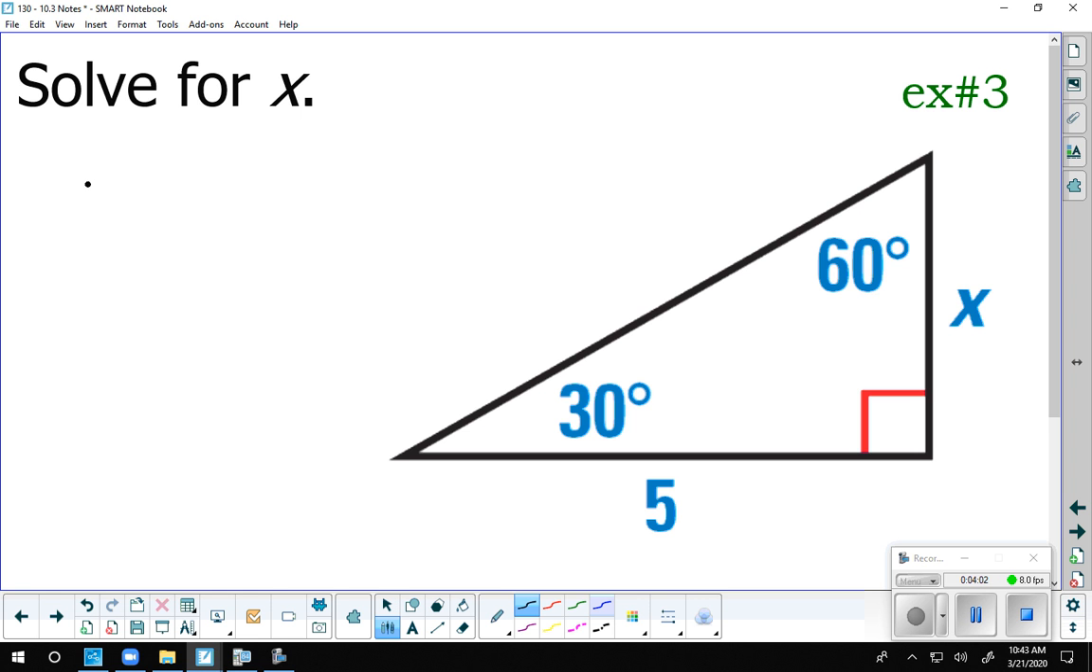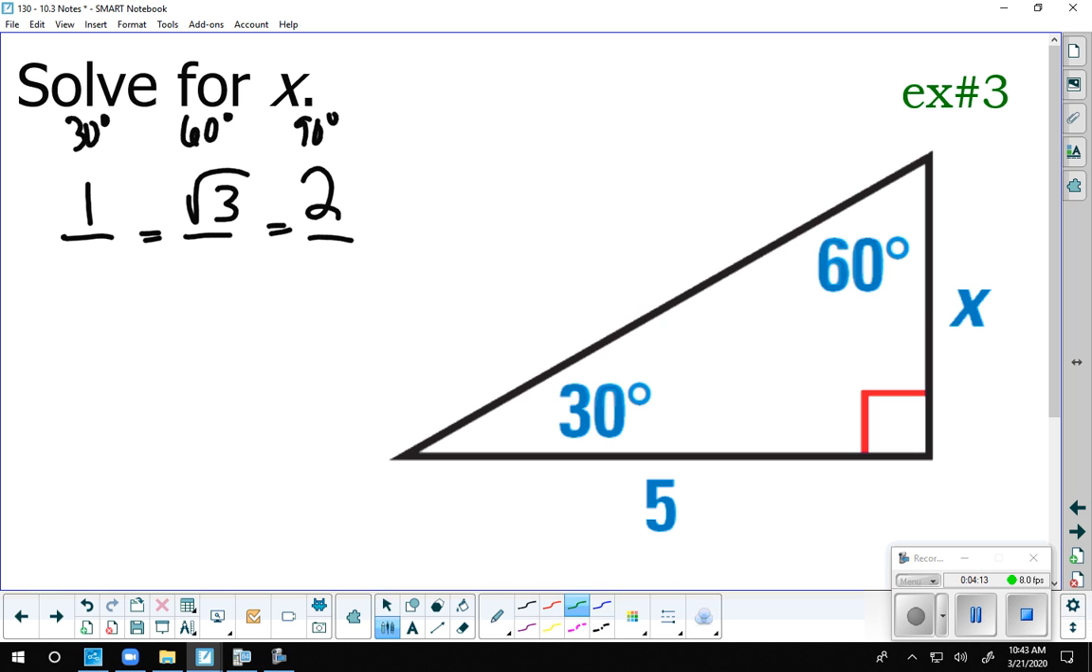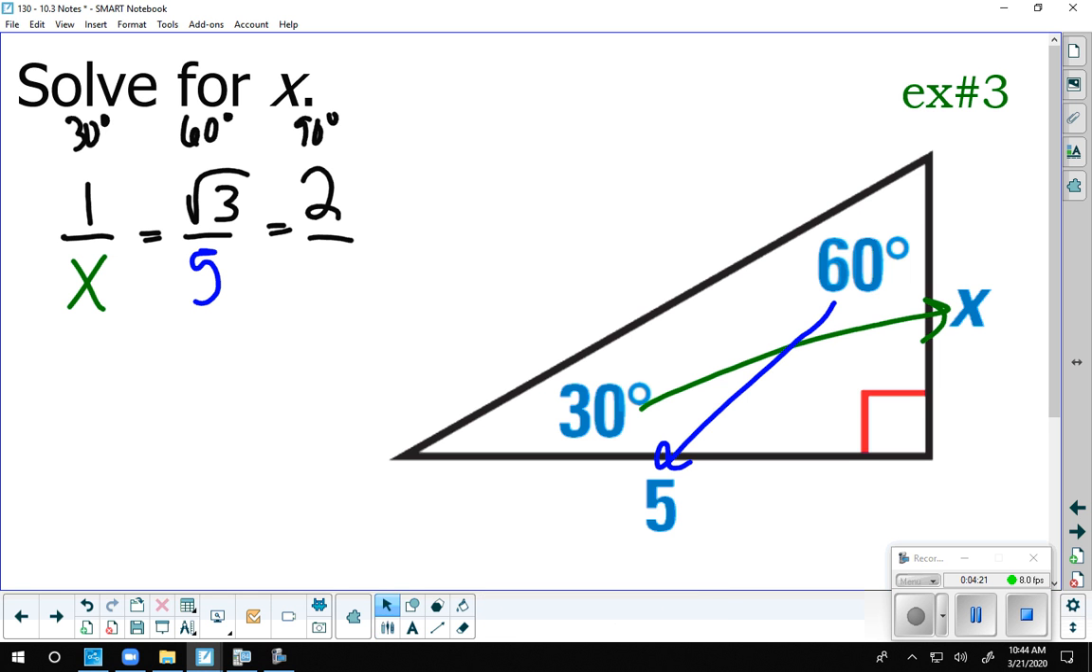Let's start by setting up our ratios. 1, square root of 3, 2. So this is across from the 30, across from the 60, across from the 90. So across from our 30-degree angle is x. Across from our 60-degree angle is 5. And across from our hypotenuse is, we do not need it in this problem. We don't need that ratio because there's nothing across from it.